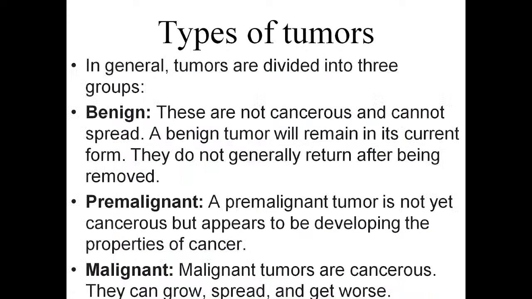Types of tumor. In general, tumors are divided into three groups. The first group is benign tumors. They are not cancerous and cannot spread. A benign tumor will remain in its current form. They do not generally return after being removed. The second group, premalignant. A premalignant tumor is not yet cancerous, but appears to be developing the properties of cancer. And malignant tumors are cancerous. They can grow, spread, and get worse.